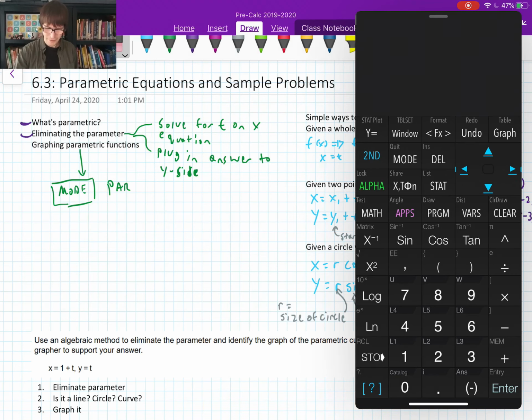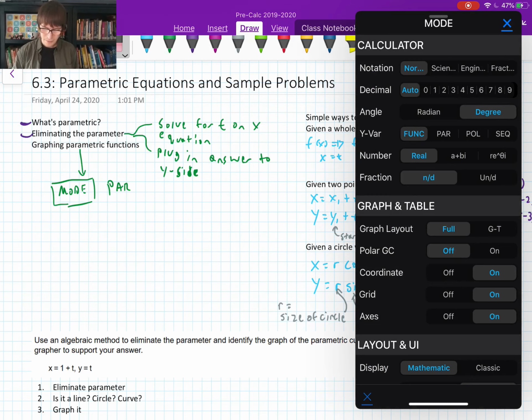But for those of you who do have the full Pro app, you want to go into Mode, press the Mode button, and then you'll see a bunch of different options.